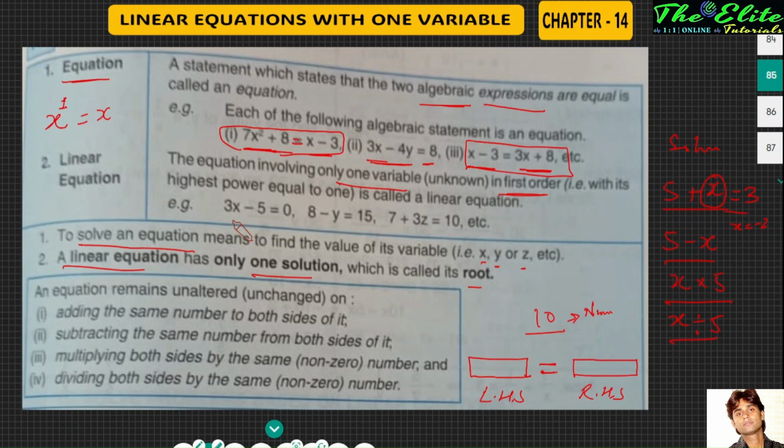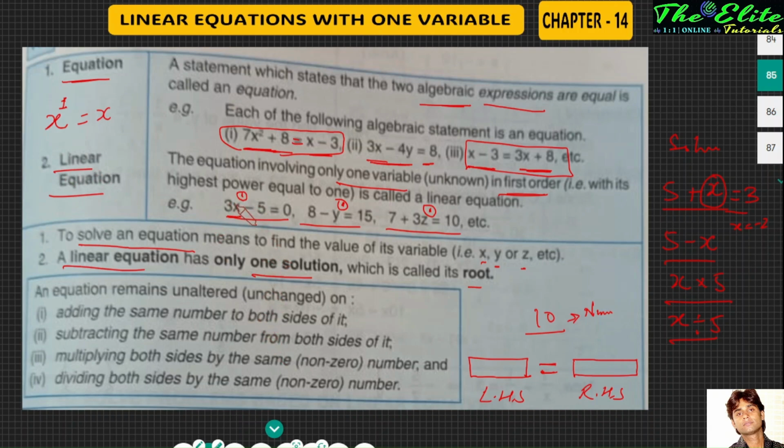So in this kind of scenario, 3x, you can see the power of x is 1 only. Here y is a variable, power is 1 only. Z is a variable, power is 1 only. So 3 equations have been given as examples of linear equations, where you can see that on each of the variables the power raised is only 1, and that is why this is known as a linear equation. If the power is 2, it will be a quadratic equation.